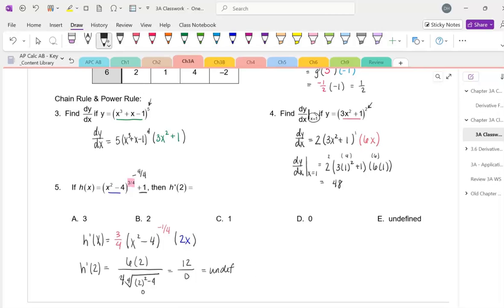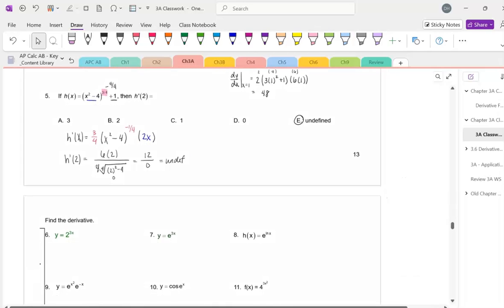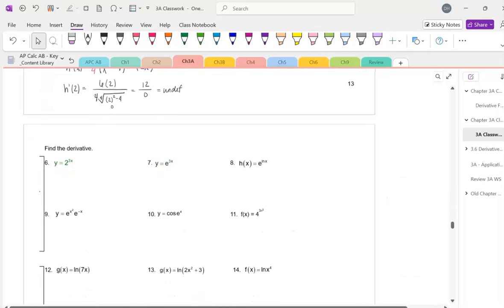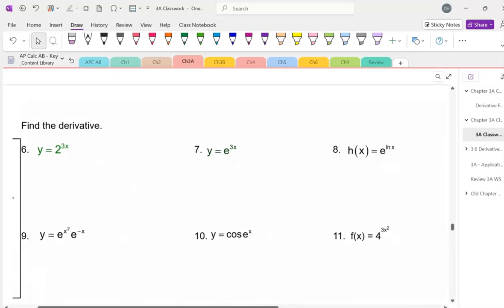I went ahead and changed the answer to undefined, letter E. Change that on mine. Yours might say D and E. Just make sure that you change that to undefined. The slope is undefined. Okay, that is the basic gist of what we're doing with chain rule involving power rule. And from here on out, we're just going to go through this page. It's going to take us through all the important derivatives.